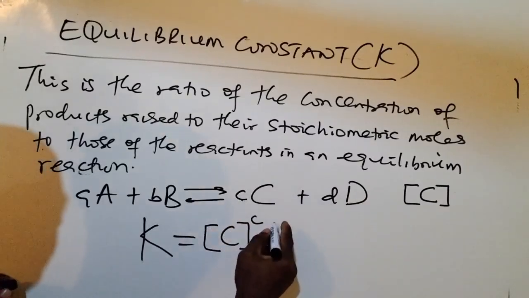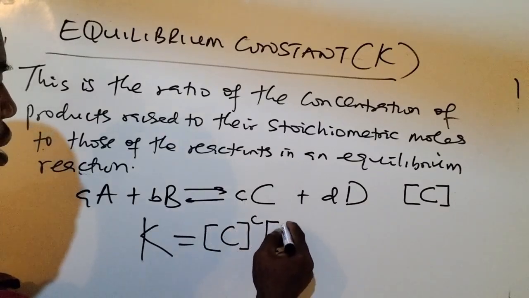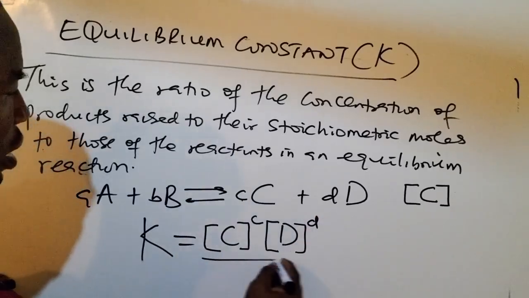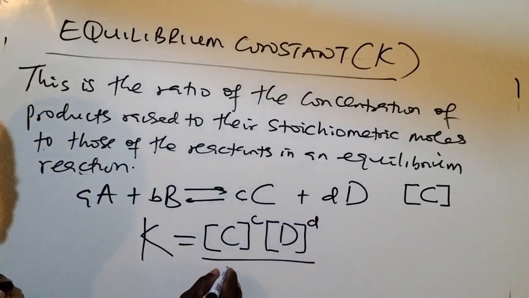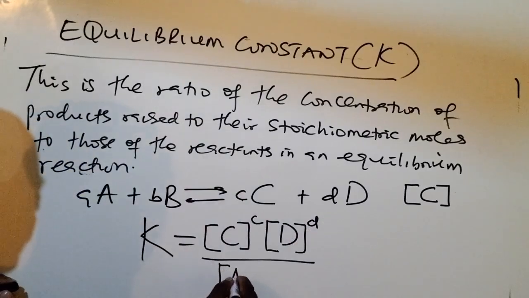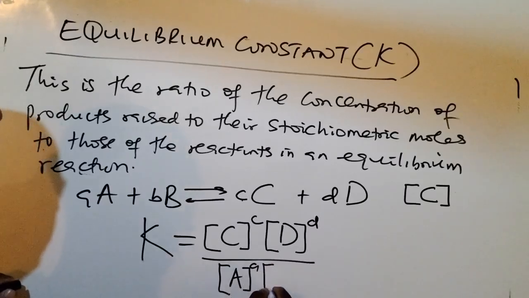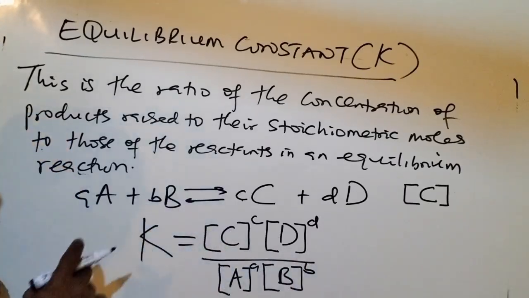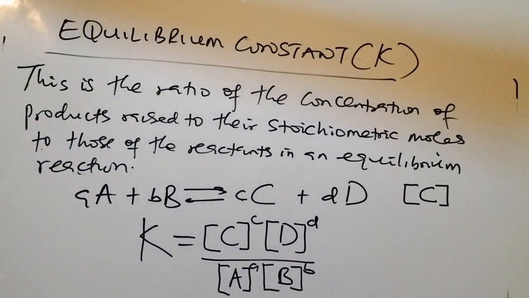Then the other product, D, in square brackets, raised to its number of moles, which is d, all over that of the reactants: you have A raised to the number of moles of A, which is small a, multiplied by that of B raised to its number of moles, which is small b. So this represents a hypothetical example of the equilibrium constant, how to write it.